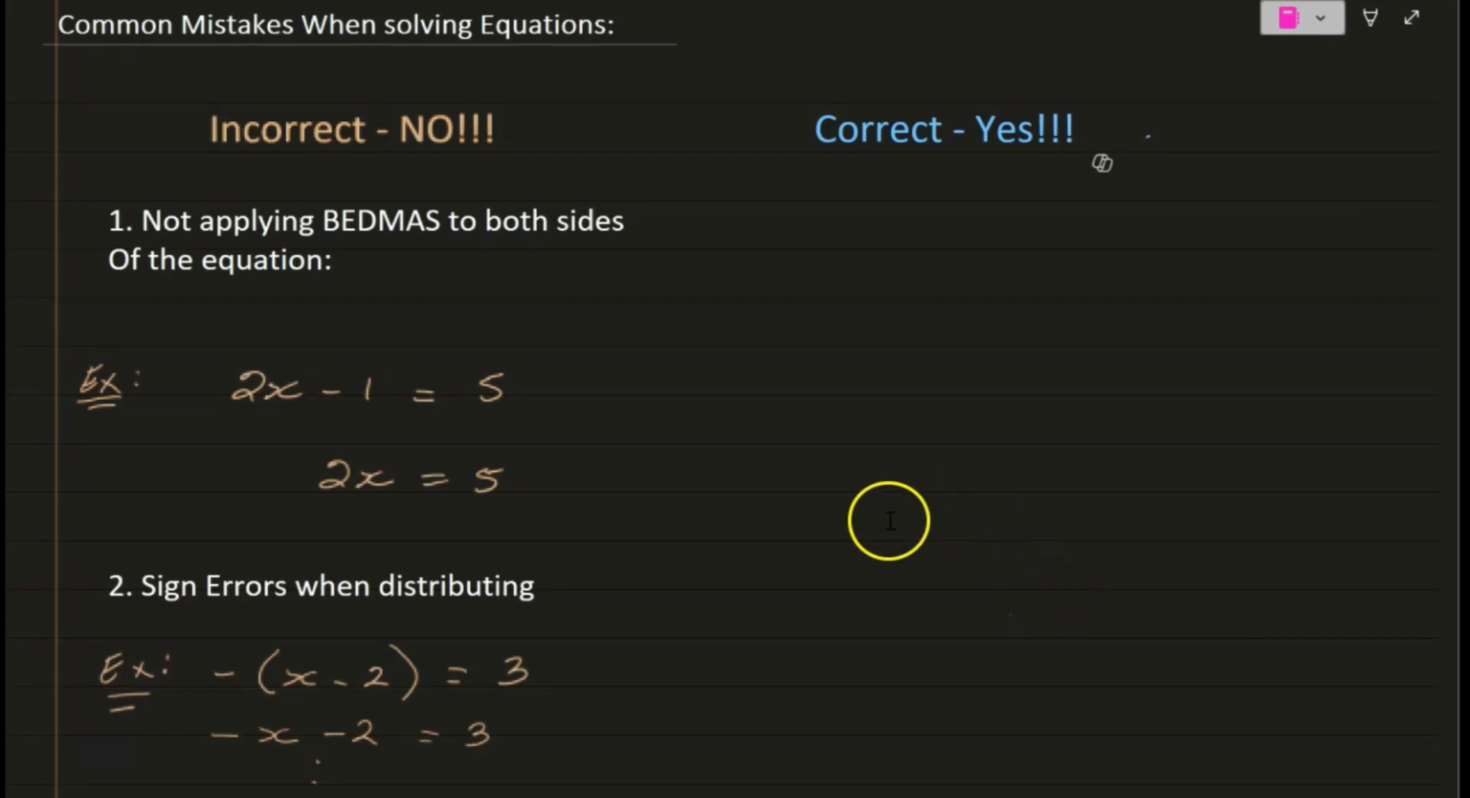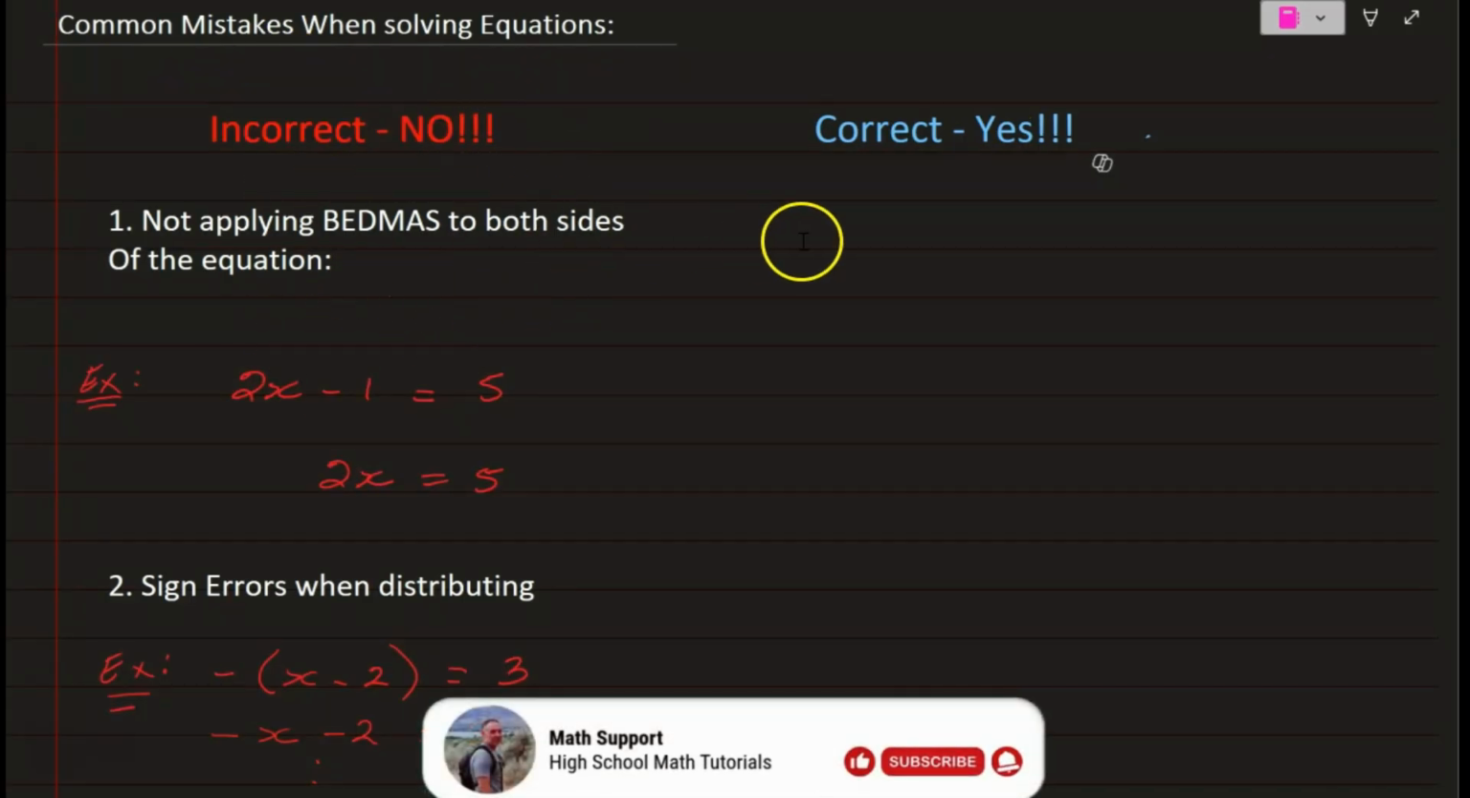All right, in this lesson, we're going to deal with common mistakes when solving equations. I'm going to go through about 10, with a couple of bonuses, and you may want to take some notes, and then how to correct them. I'm going to have two columns. One is incorrect, he says, no, don't do it, that's wrong. The other one is yes, you've got to do it this way, the correct way of doing it.